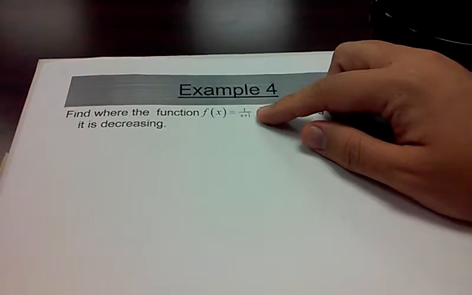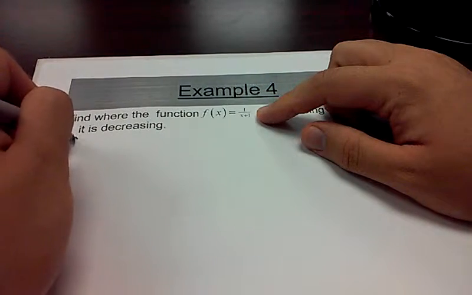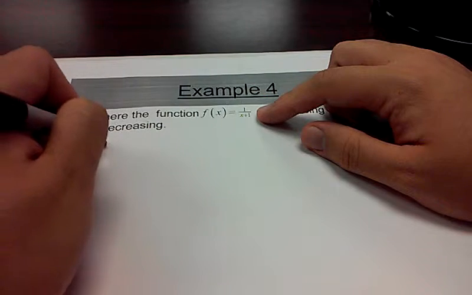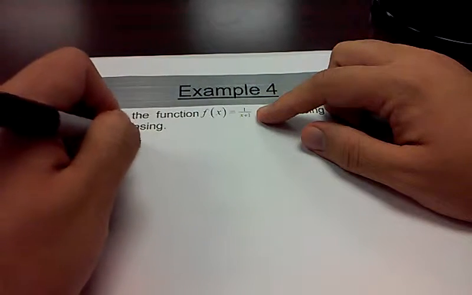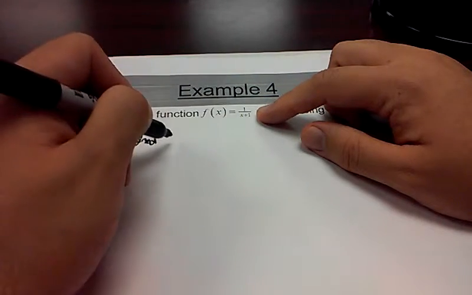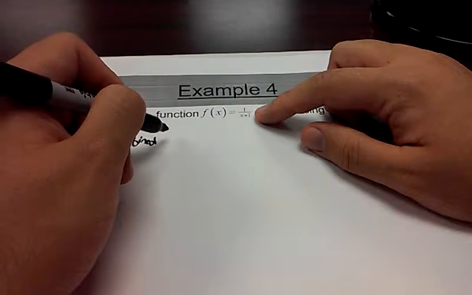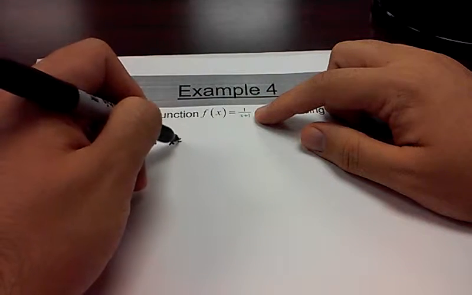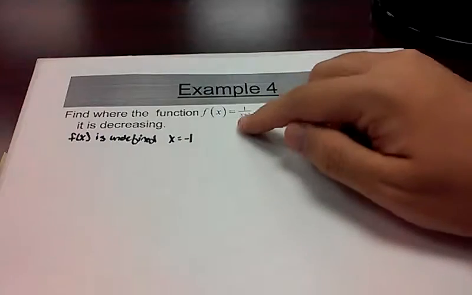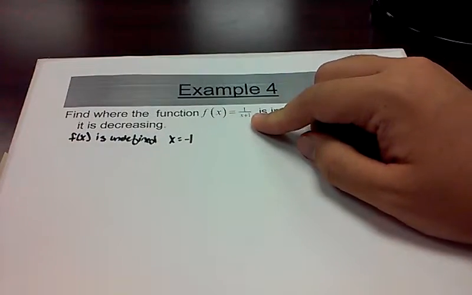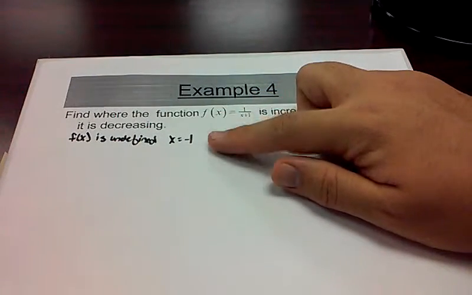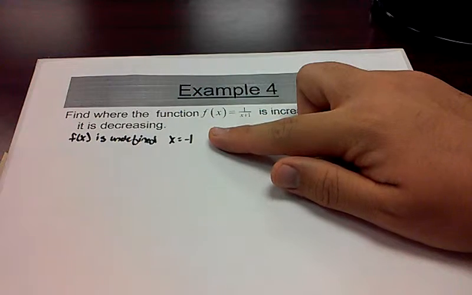If you notice, this is a rational function, so the function is undefined where the x plus 1 is equal to 0, or where x is equal to negative 1, because if you plug negative 1 into the denominator, you're going to get 0. So I need to make sure I list that on my sign chart.